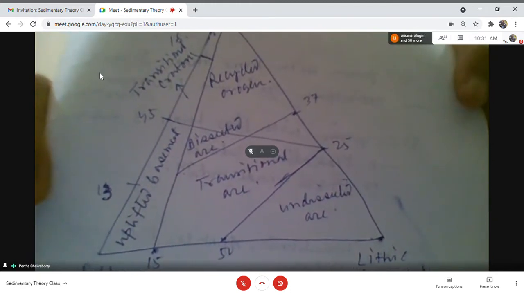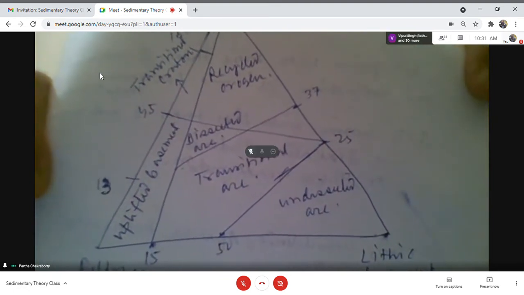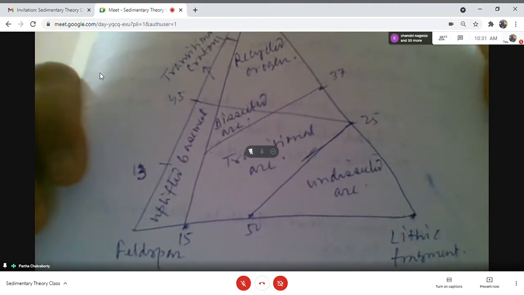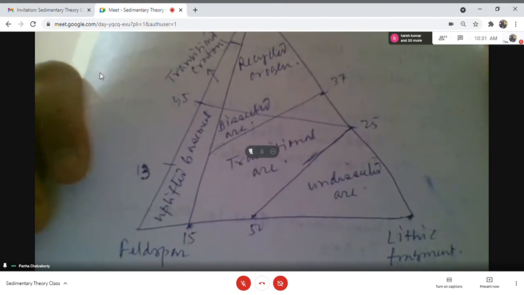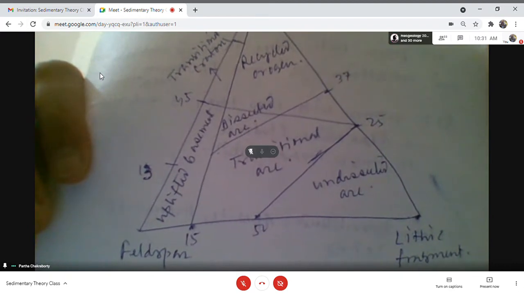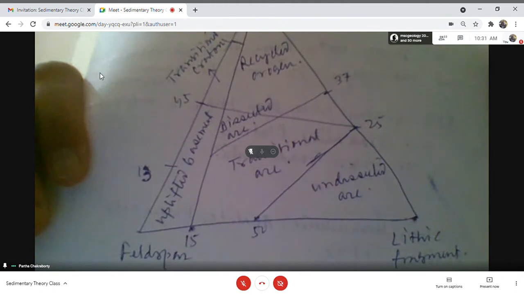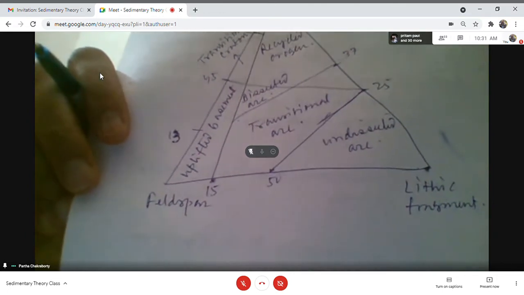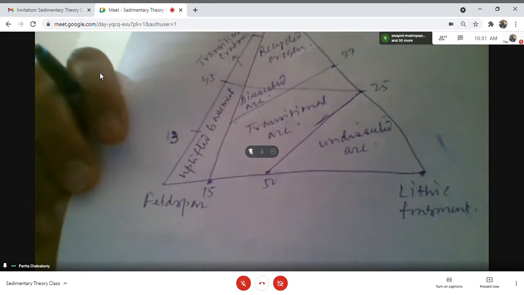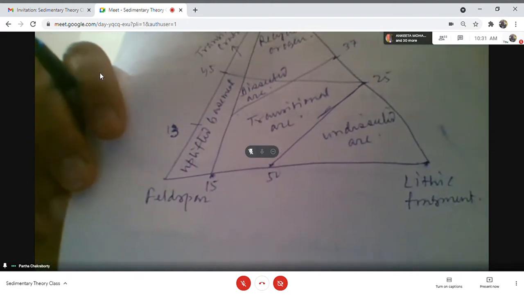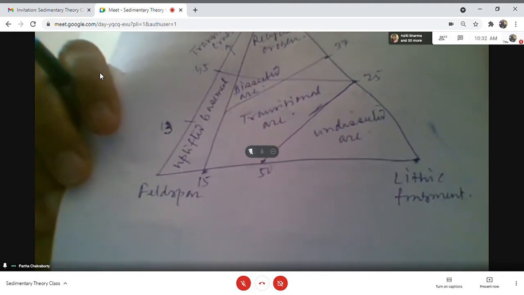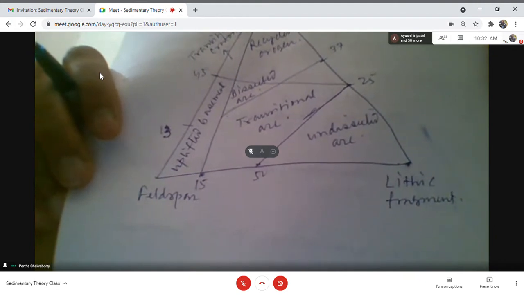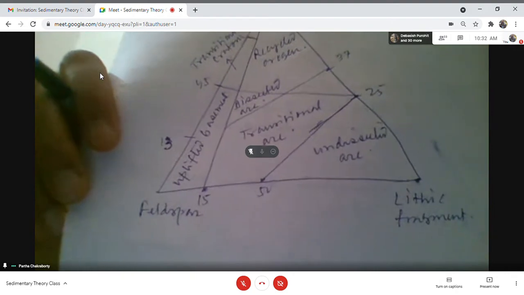If you don't understand anything, then please ask me. This is the famous Dickinson tectonics and sandstone composition diagram. Please let me know if it is prepared down.